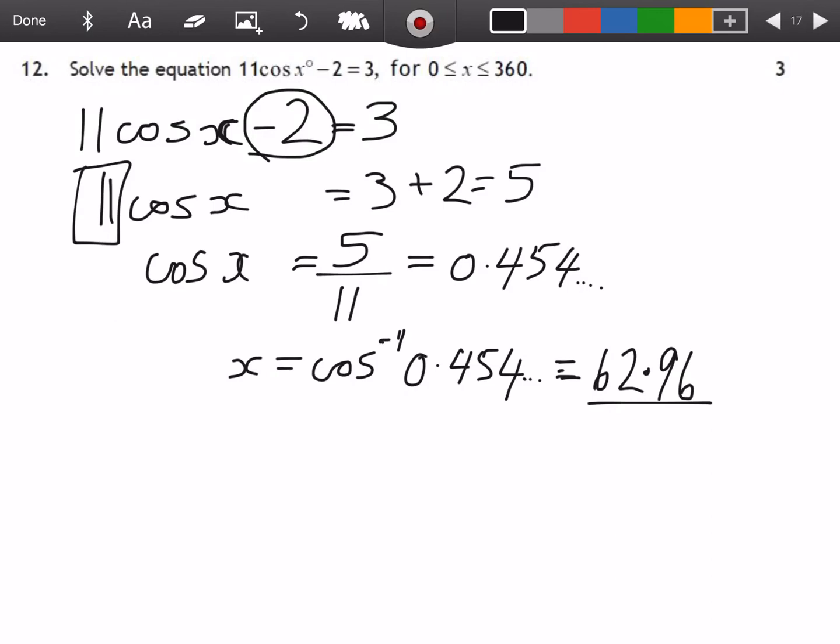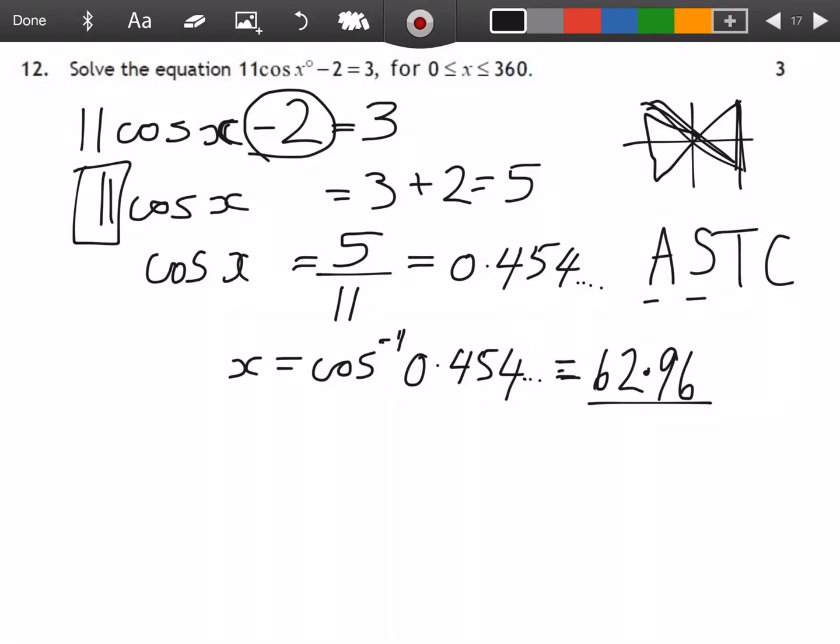Now, be careful, this is not finished. Remember, again, depends which teacher taught you this. You may think of something like a cast diagram. There might be people thinking of some kind of diagram like this. There might be some people thinking of ASTC, all sinners take care. If you're in my class, this is how we done it. Okay, cos, and that's a positive number. So cos equals 0.454. Cos is positive.